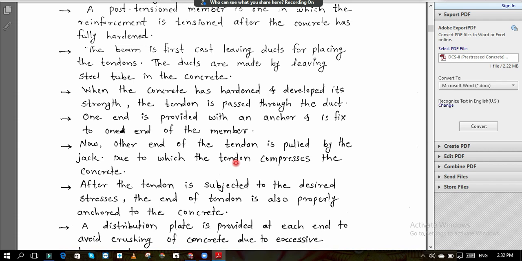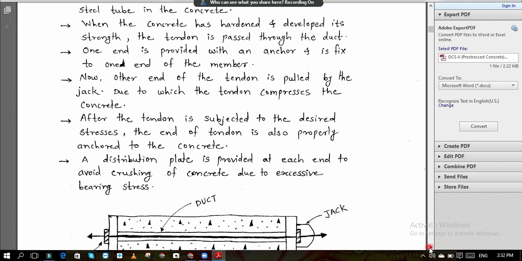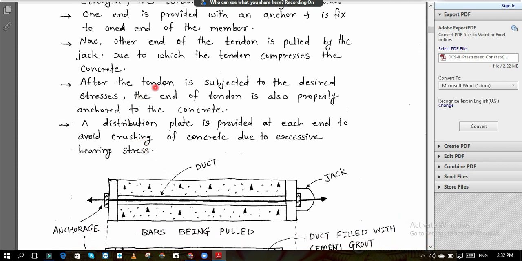Okay, and once the concrete is hardened and gets its full strength, then we pass this tendon through that duct or through that space which we have kept in that beam. So again the same thing is there here. After the tendon is subjected to the desired stresses, the ends of the tendons are properly anchored to the concrete. Once we get the desired stress we will cut down this tendon, and now this process is called the post tensioning system.